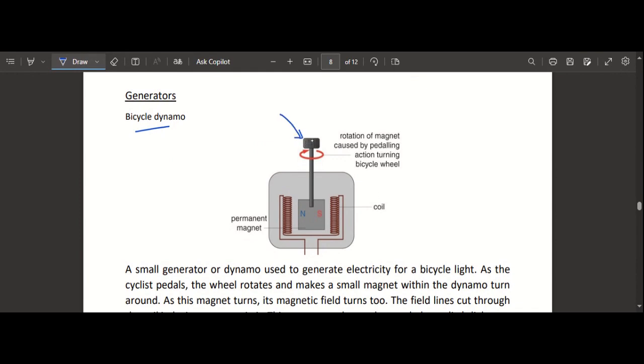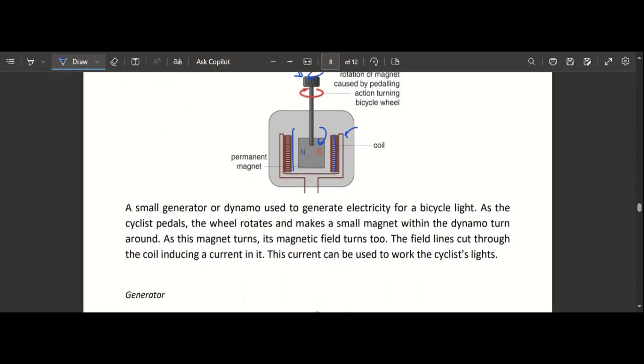So when the bicycle wheel starts to rotate, this lid also starts to rotate. The lid is connected to a magnet, so the magnet also starts to rotate. There's a coil here. When the magnet rotates, the magnetic field lines also rotate with it, so these two coils start to cut those magnetic field lines. As a result, a voltage is induced, which will produce a current.